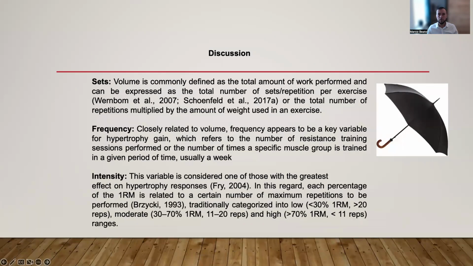Now we can move to the discussion of the main findings of this paper. About sets, volume is commonly defined as the total amount of work performed and can be expressed as the total number of sets and repetitions per exercise, or the total number of repetitions multiplied by the amount of weight used in an exercise. Based on the results of this review, it seems a dose-response relationship exists between volume and hypertrophy. However, recent research reported that significant differences in muscle mass gains were found when 2-3 sets were compared to 1 set, while no differences were observed when comparing 2-3 sets versus 4-6 sets. Therefore, further research is needed on this topic.